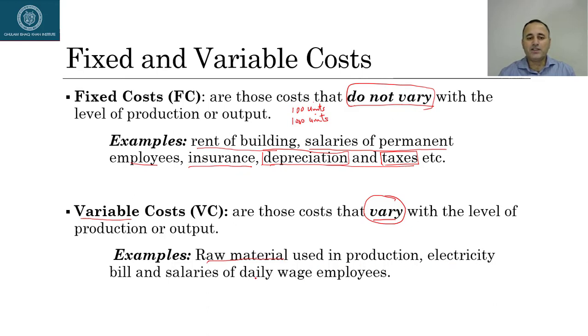Another example would be, let's say, electricity bills and salary of daily wage employees. If you are producing more, of course your electricity bill will be more. And if you need only 10 employees to produce 1,000 units, you may need more employees to produce more units.